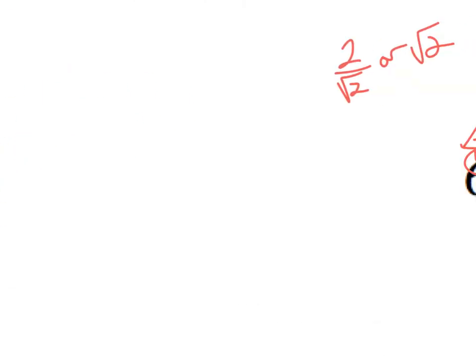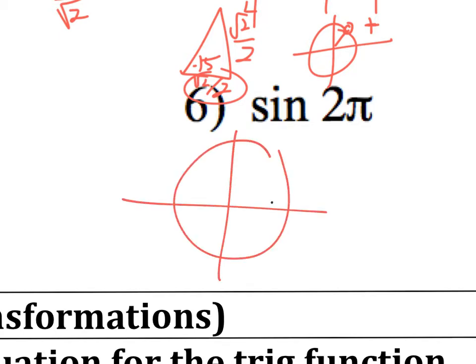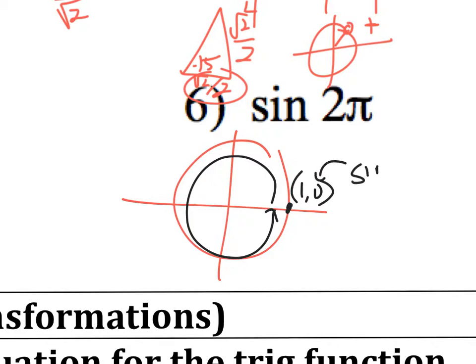And finally, number 6, sine of 2 pi. Well, 2 pi is going to come back to here, back to 0. I've got the coordinate 1, 0. Sine is the y value. So sine of 2 pi is 0.